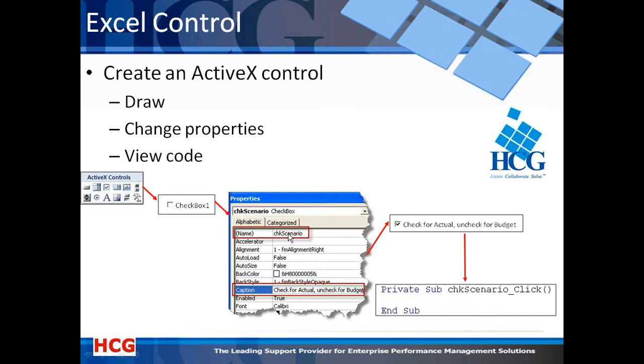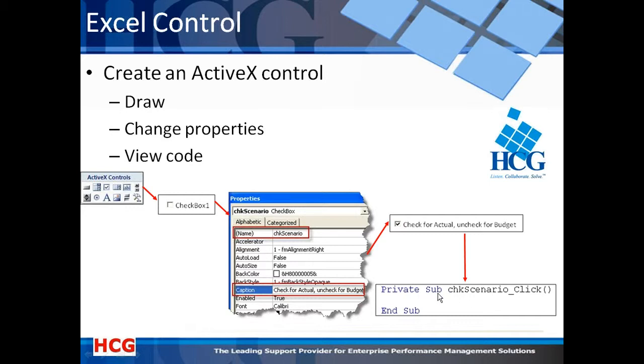But why did I change the name? Well, I wanted to give this control some meaningful name. Initially, it just had a name of checkbox 1. And that doesn't have much meaning for me. So I changed it to CHK scenario, which means it's a checkbox, and I'm going to be changing the scenario dimension member from actual to budget or budget to actual. And also, by changing the name, when you press that View Code button, which brings you into the Visual Basic Editor, it will automatically create a macro for you.